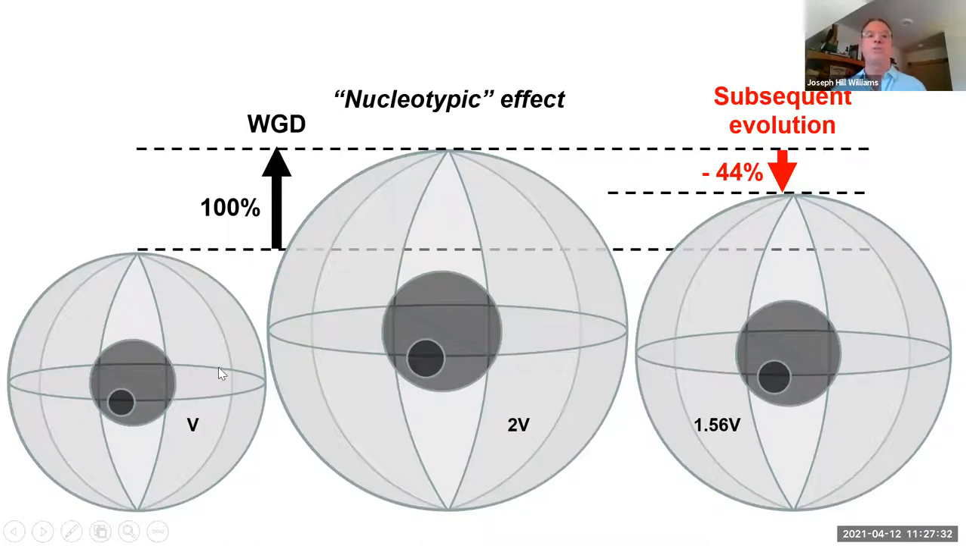So I like visual effects. Here's your doubled pollen size. The effect of whole genome duplication, the so-called nucleotypic effect, was consistent with the twofold nucleotypic effect. And then subsequent to that, you have a 44% reduction in pollen size in wild populations.